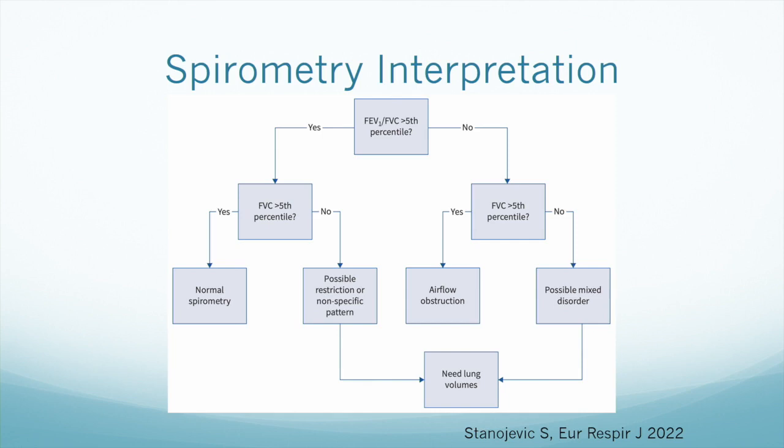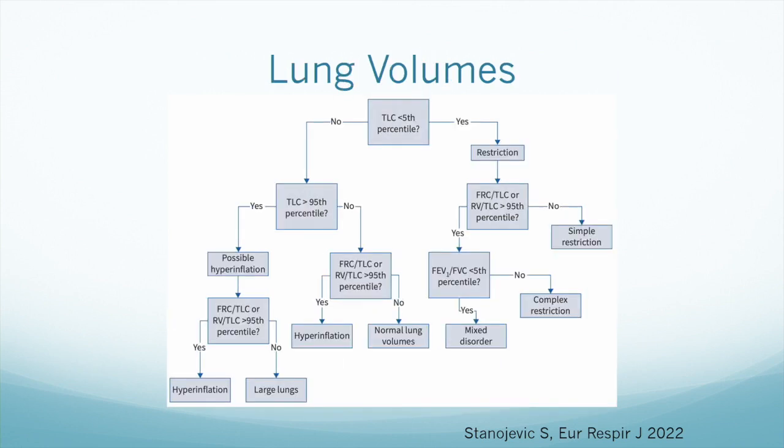If you have airway obstruction where the ratio is decreased, you then again look at the FVC. If FVC is normal, then you have airflow obstruction. If FVC is not normal, then below the 5th percentile, then you may have a mixed disorder, and it's encouraged to get lung volumes. So we also have an algorithm for interpretation of lung volumes. Not going to go into this too much, but essentially lung volumes can help us differentiate between the mixed disorder patients with potentially COPD-ILD overlap, and it can help identify the patients where obesity or neuromuscular weakness may be contributing to a restrictive pattern.